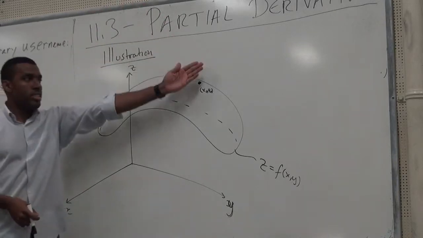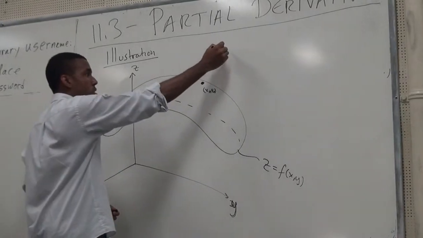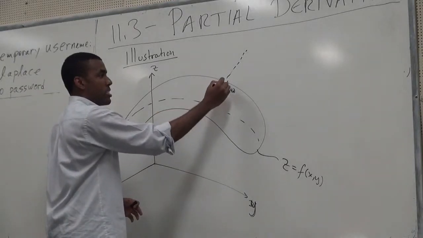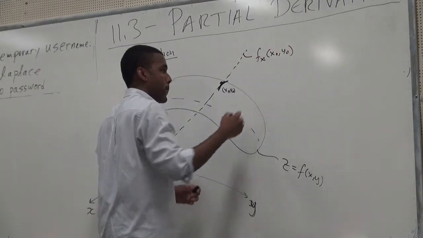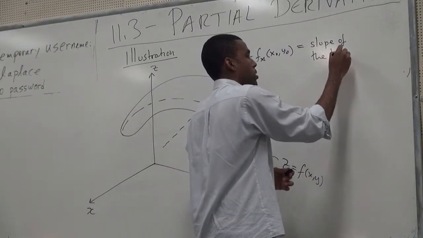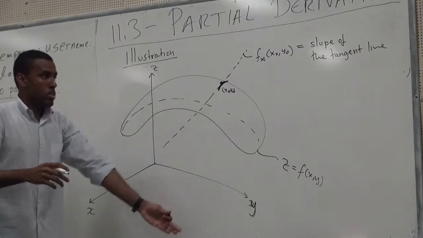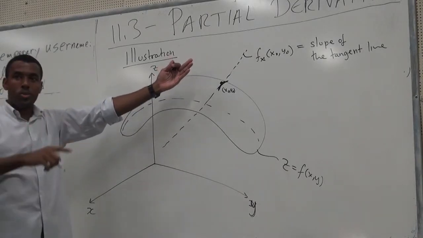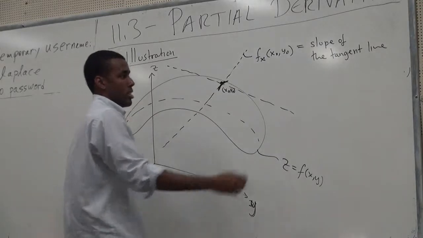It means I'm slicing into this thing with a plane that's parallel to the xz plane. I'm cutting through this with a line in the x direction. Whatever the slope of the tangent line is at that point in that direction is going to be my fx at that point. You just think of a plane slicing through where the plane is parallel to the xz plane, and then if you drew the tangent line on the curve at the point, you'd get fx. If you cut in the direction of y, that would give you fy.